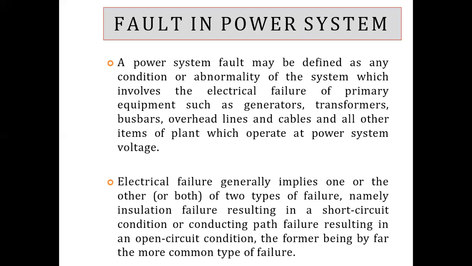Then faults in power system. A power system fault may be defined as any condition or abnormality of the system which involves the electrical failure of primary equipment such as generators, transformers, bus bars, overhead lines, and cables, and all other items of plant which operate at power system voltage. The electrical failure generally implies one or the other or both of two types of failure, namely insulation failure resulting in a short circuit condition, or conducting path failure resulting in an open circuit condition, the former being by far the more common type of failure.